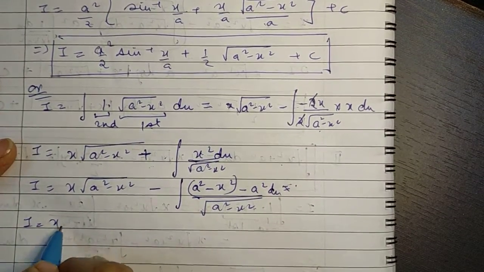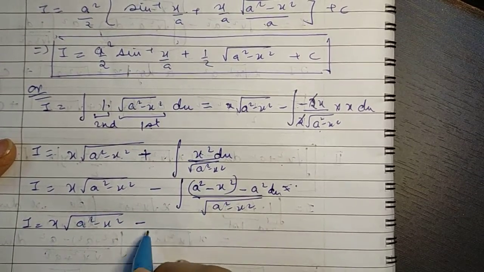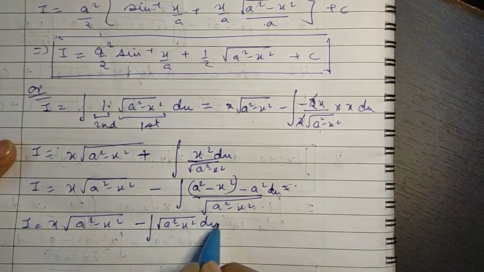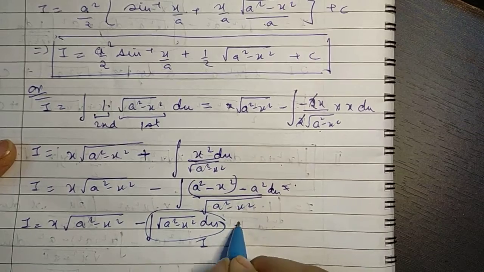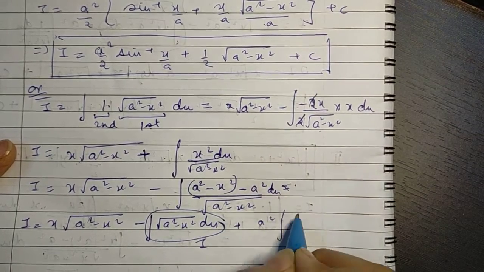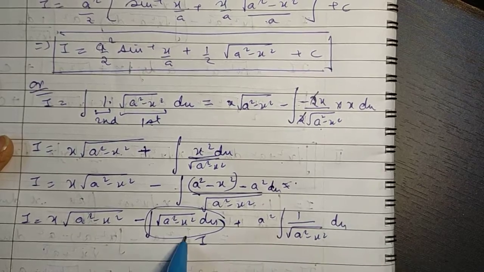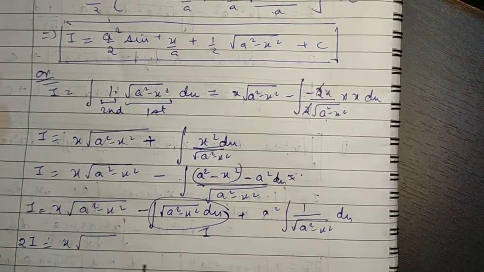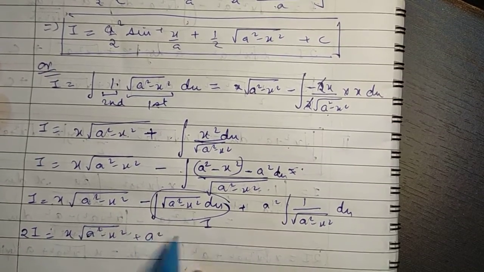I is equal to a squared minus x squared minus, and this comes out to be under root of a squared minus x squared dx, which becomes I, and minus of minus is plus a squared 1 upon under root of a squared minus x squared dx. This I goes to the other side, we get 2I is equal to x under root of a squared minus x squared plus a squared.